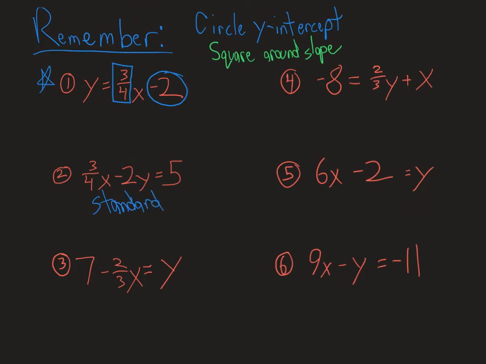Number 3, solved for y, so it's slope-intercept form. There's my intercept, it's the positive 7. And there's my slope, the negative 2/3. It's with x, okay? 4, nope, that's another one in standard form. Nothing to see here. I'd have to rewrite it to get anything useful out of it. 5, solved for y, so that means it's in slope-intercept form.